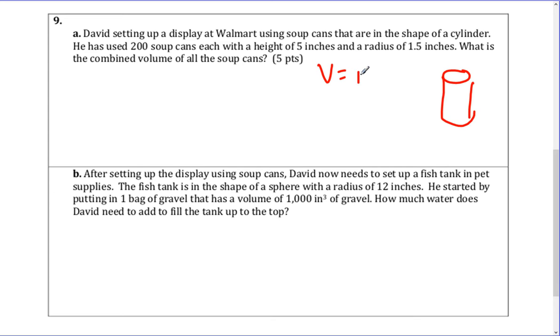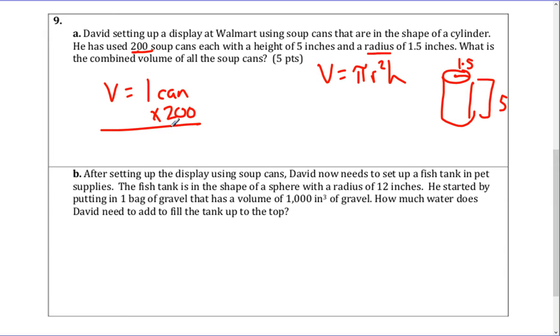And it says that he's used 200 of these things that are 5 inches tall and have a radius. I'll draw it in here. The radius is 1.5. So I labeled everything that it told me in the problem and got my thoughts organized. So now my plan is to find the volume of one can. And then when I have the volume of one can, I'm going to multiply that by 200 to find the volume of 200 cans.